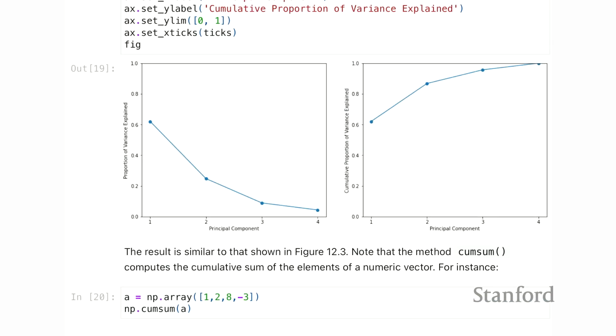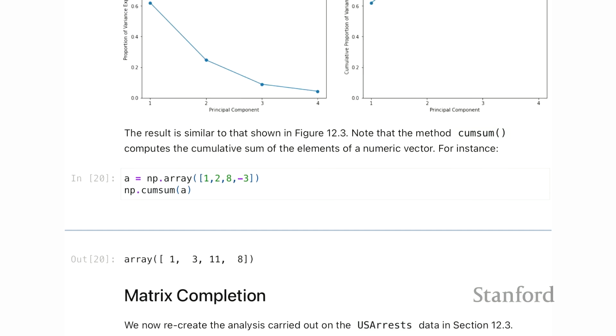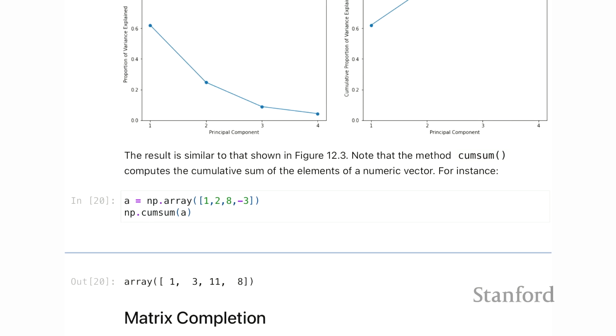Okay. So that's the end of principal components. We're going to leave you to read the section on matrix completion, where you can use matrix principal components as a means for filling in missing data in a data matrix. But we'll leave that for you to do on your own.